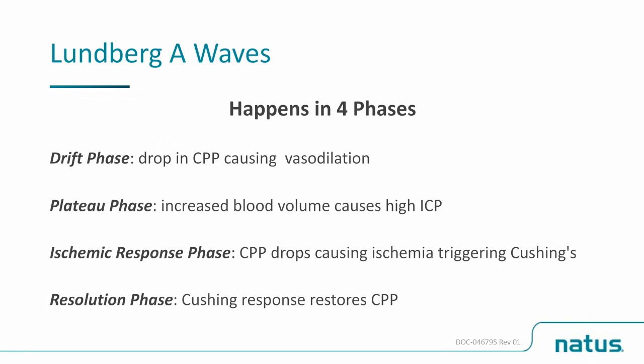Now, because the ICP is elevated, our CPP drops. Remember, CPP is MAP minus ICP. When our CPP drops, our brain cries out for oxygen and triggers the Cushing's response. When the Cushing's response restores the CPP, the ICP then drops back down to what it was before these events happened. The problem is that minutes later, the CPP drops again, and the whole cycle repeats itself.